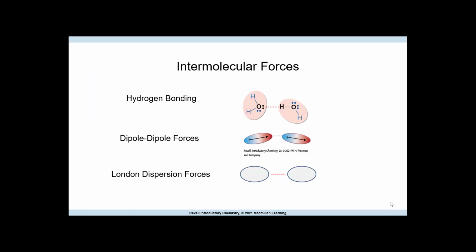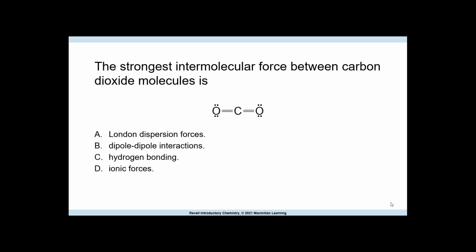Okay, so here is a picture showing hydrogen bonding, dipole-dipole forces, and London dispersion. What is the strongest intermolecular force between carbon dioxide molecules? First you have to figure out what these molecules are, and they are covalent molecules. All covalent molecules have London dispersion forces. And yes, you're dealing with polar bonds, but they cancel each other out, so there's also no dipole.